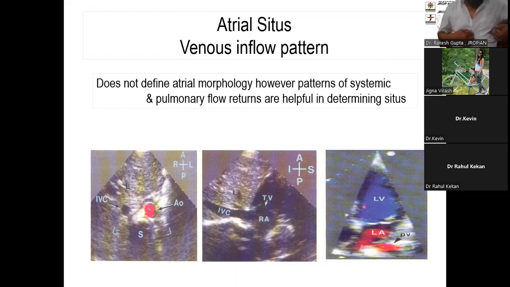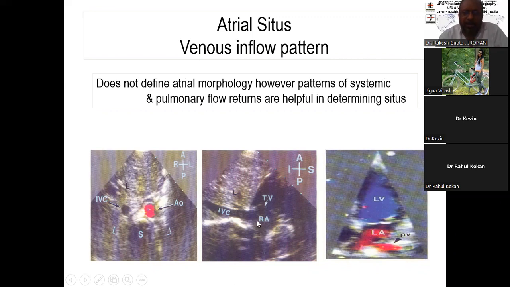So what does it do? I gradually move my transducer from this subcostal point to the apical window. Now I know this apical window has the morphological RA. That is a fixed structure. So once you are moving from a subcostal window to the apical window, you have to keep this RA in your views. I know it's the most difficult thing you will ever encounter in your life.